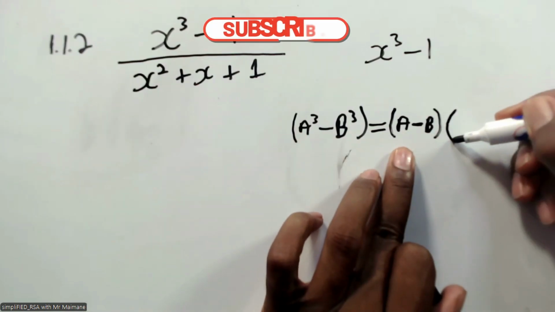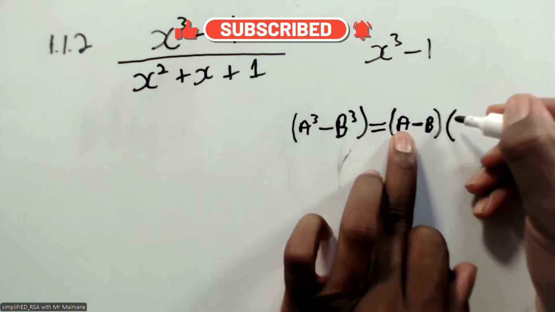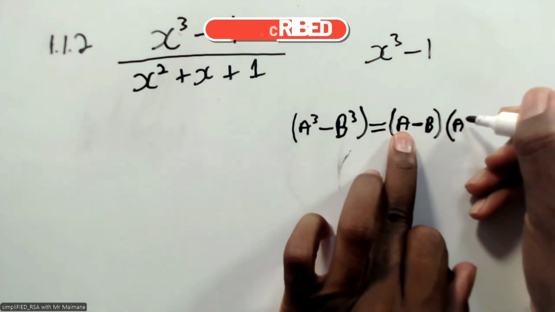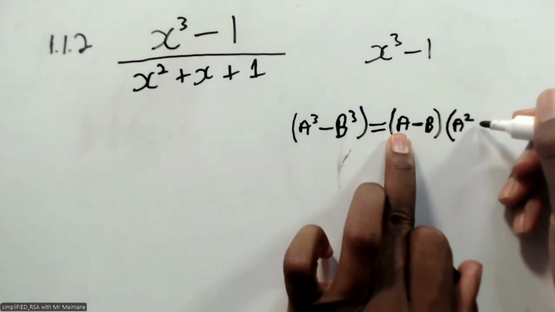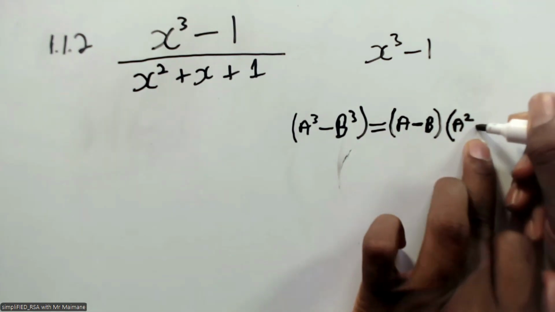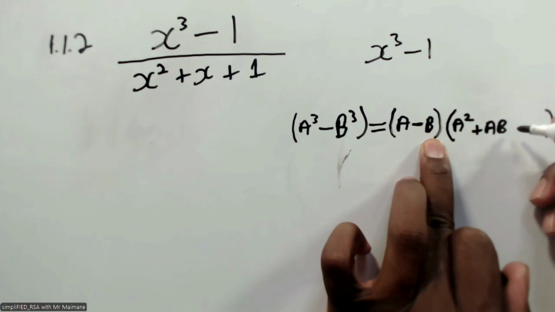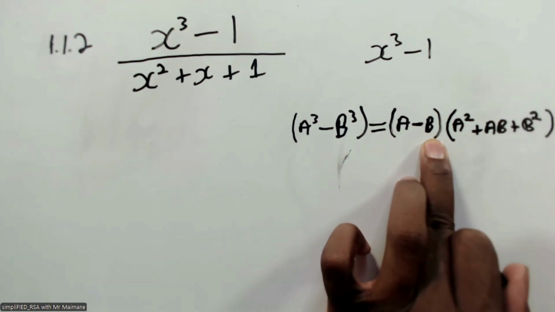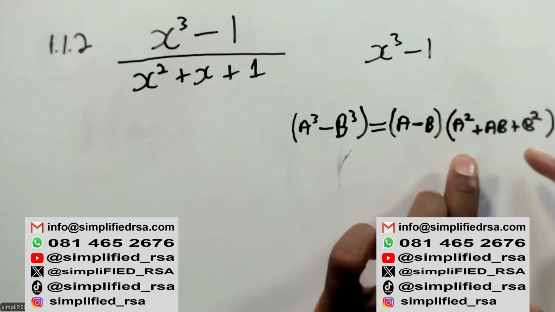The second step is I have to then square the first one, so it's going to be a squared. Then I multiply both the terms and add it here. That would be plus a times b, and then I add the square of the last one, which would be b squared. That's how you factorize the difference between two cubes.